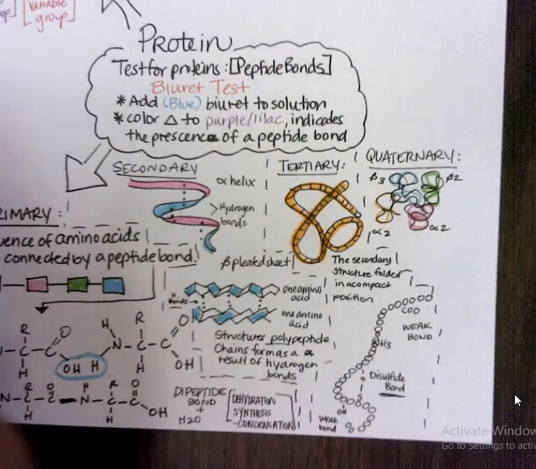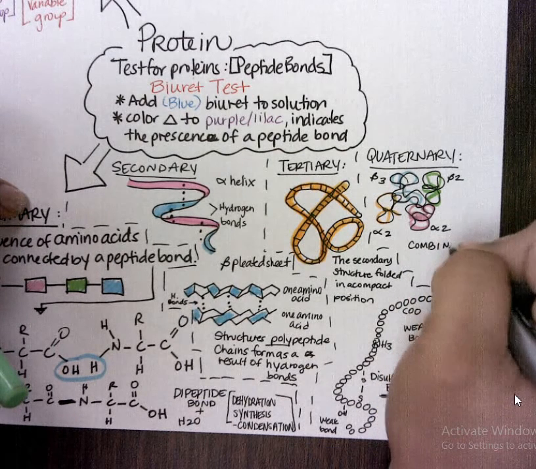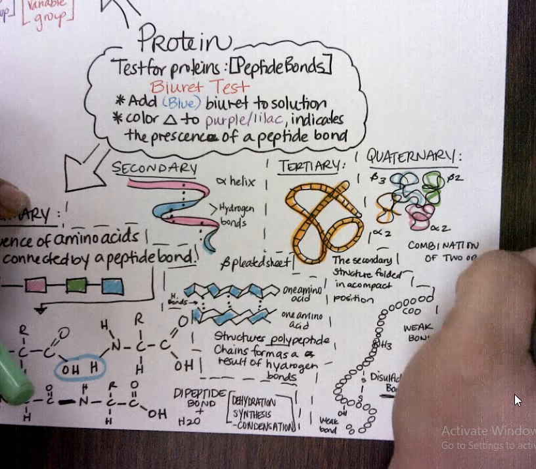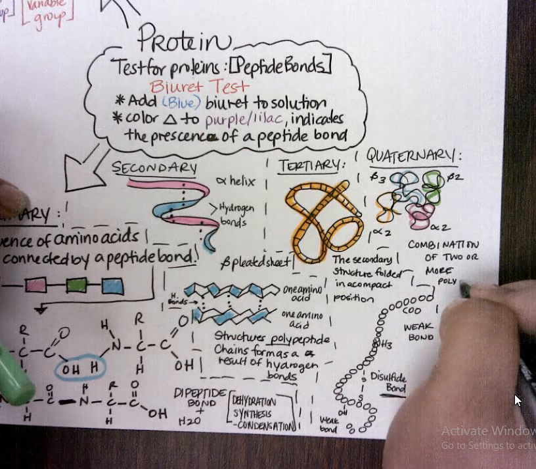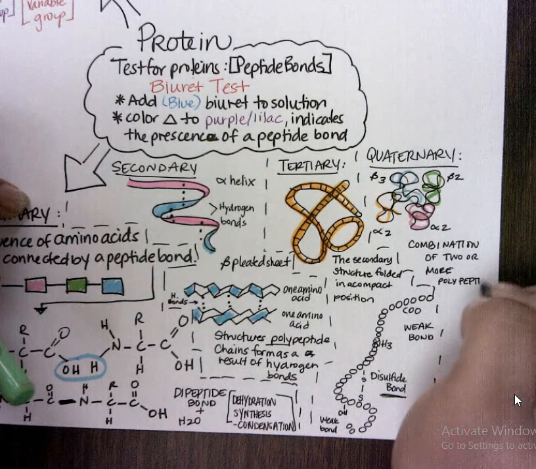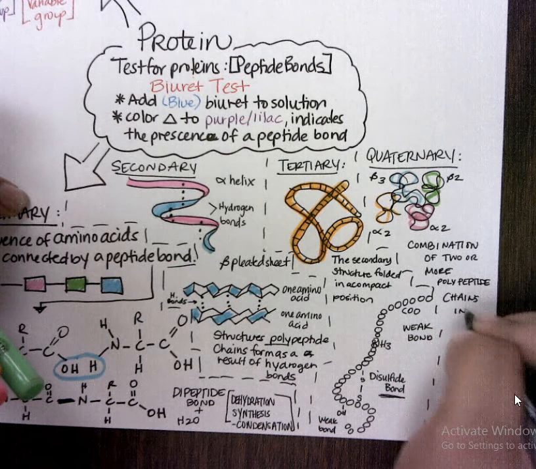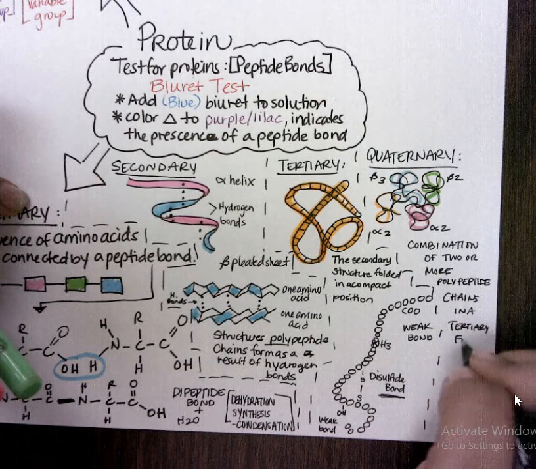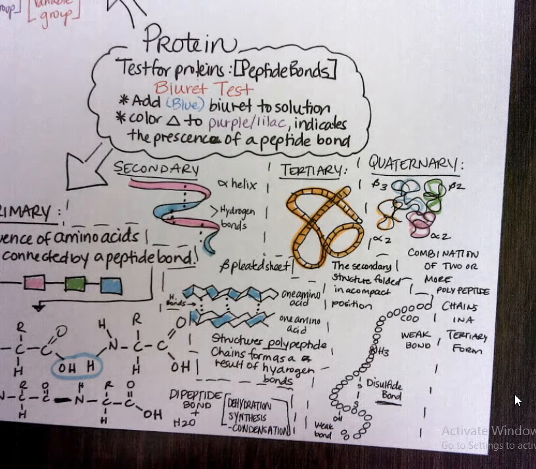So the quaternary structure is a combination of 2 or more polypeptide chains in a tertiary form, so in a 4. Okay, so it just depends upon what specific protein we're talking about.